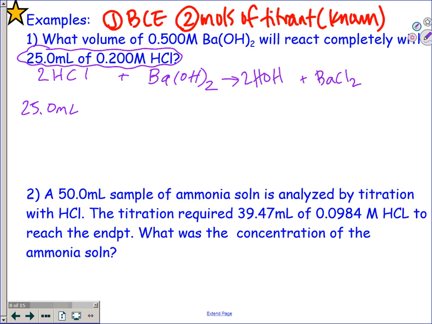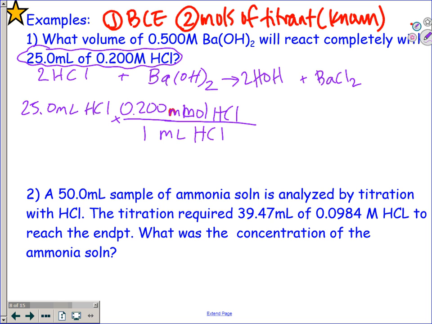25 milliliters HCl times, how do I write this in millimoles? 0.200. Hold on, if you're writing milli on top and bottom, meaning millimoles and milliliters, you don't change the number at all. Moles of HCl over 1 milliliter of HCl. Notice I did not change this number, and I didn't change anything but adding an M to indicate milli. So milliliters of HCl cancels. Fantastic. Next.